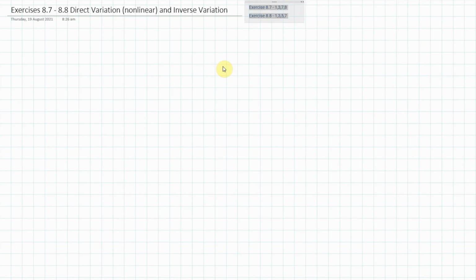In the previous video we looked at some examples of direct variation, linear direct variation, in the form y equals kx. You know that this is going to give you a straight line graph that might go out like here or straight up like here, depending on the value of the constant. Today we're going to begin by looking at non-linear direct variation.